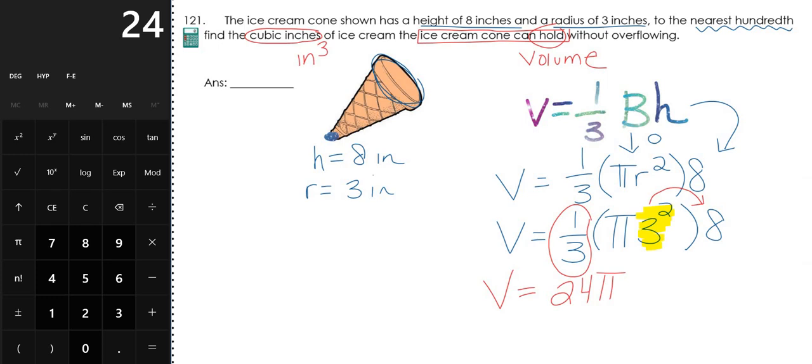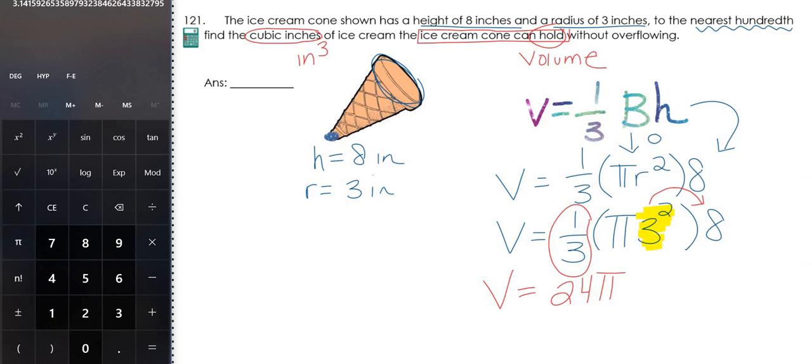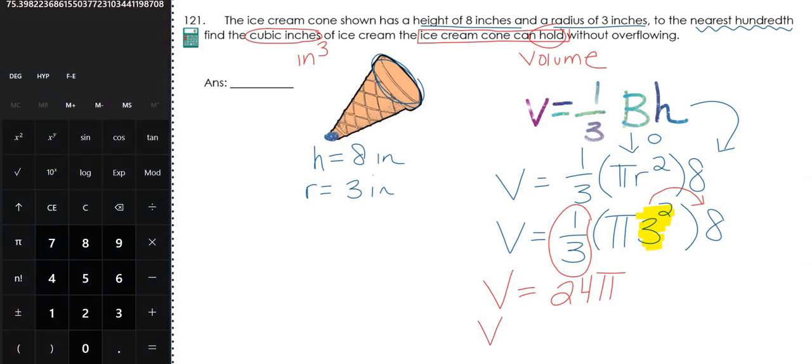But they want us to round to the nearest hundredth, so I'm going to multiply the pi in. So in my calculator, times pi equals. Okay, so for my volume, I have 75 point, to the nearest hundredth would be 40 inches cubed. So that's my final answer, 75.40 inches cubed. Okay, let's keep going.